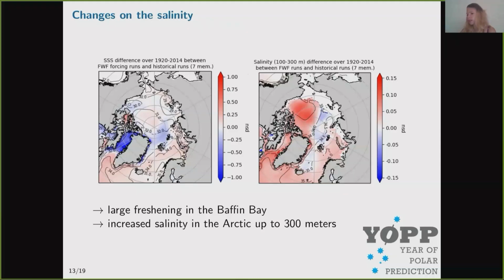Looking at the sea surface salinity difference between the two ensembles, which are composed here of 7 members for now, we find a large freshening in the Baffin Bay at the surface and an increase in the Arctic salinity, concentrated between 100 meters and 300 meters, which might be the result of some changes in the circulation, and we really want to look more closely at that. So on the left side of the figure is the surface salinity difference between the two ensembles, and on the right side is the salinity averaged between the depths of 100 and 300 meters.